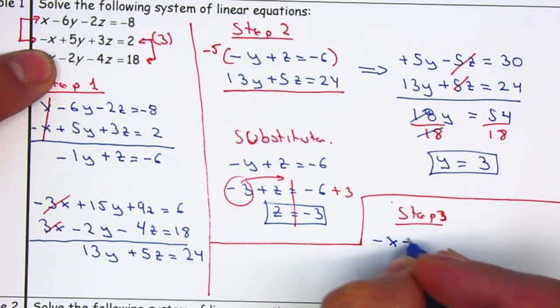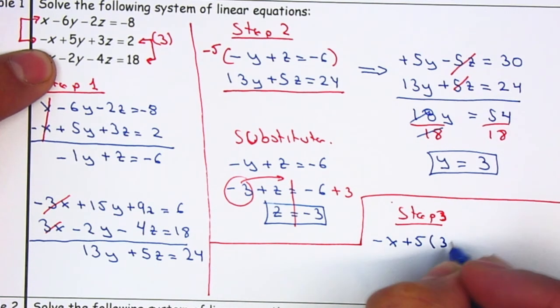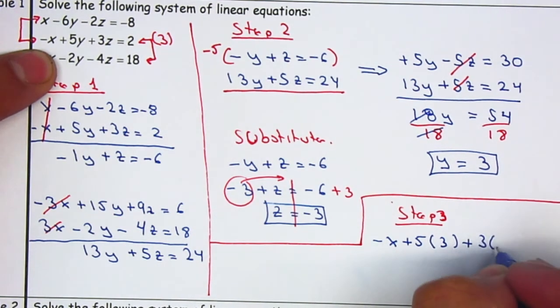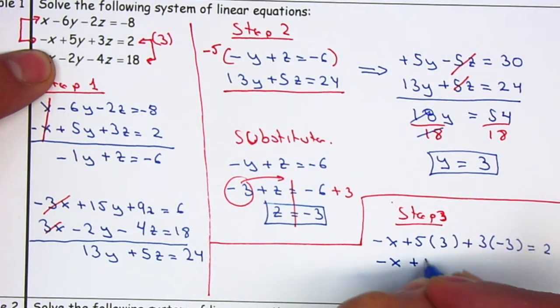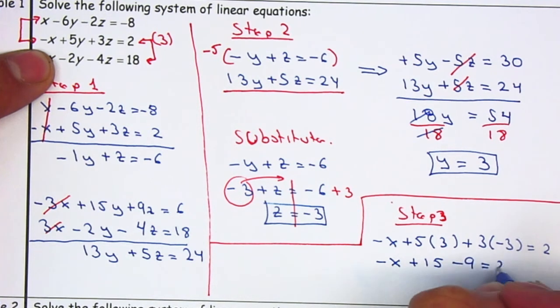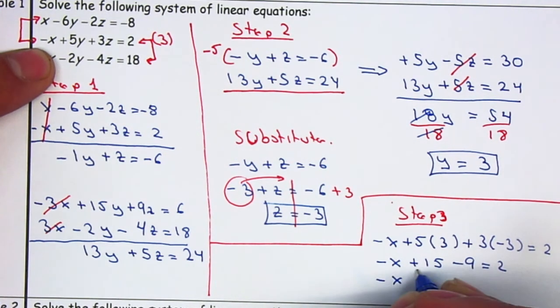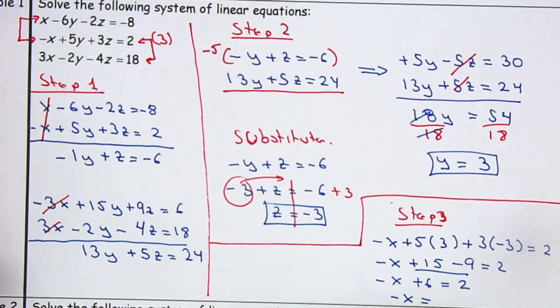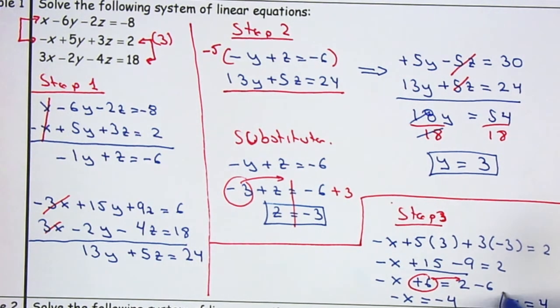So negative x plus 5, instead of the y it will be a 3, plus 3, instead of the z it will be negative 3, and it's equal to 2. So negative x plus 15 minus 9 is equal to 2. So negative x, combine those two, gives me positive 6 is equal to 2. Negative x is equal to, move this to the right, that becomes a negative 4. So if negative x is equal to negative 4, divide by negative 4, x is equal to positive 4.